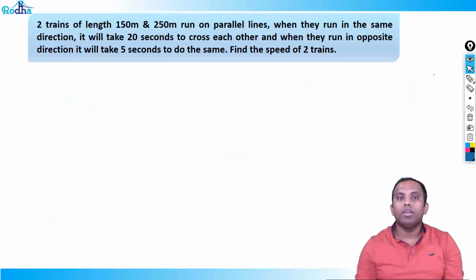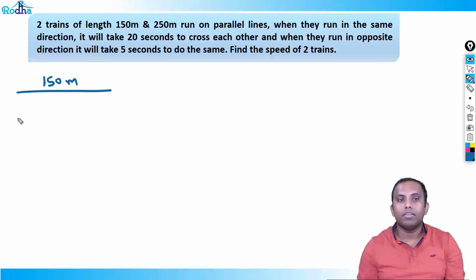Now, two trains of length 150 meter and 250 meter run on parallel lines. So one train length is 150 meter and the other train length is 250 meter. They run on parallel lines. When they run in the same direction, it will take 20 seconds to cross each other.